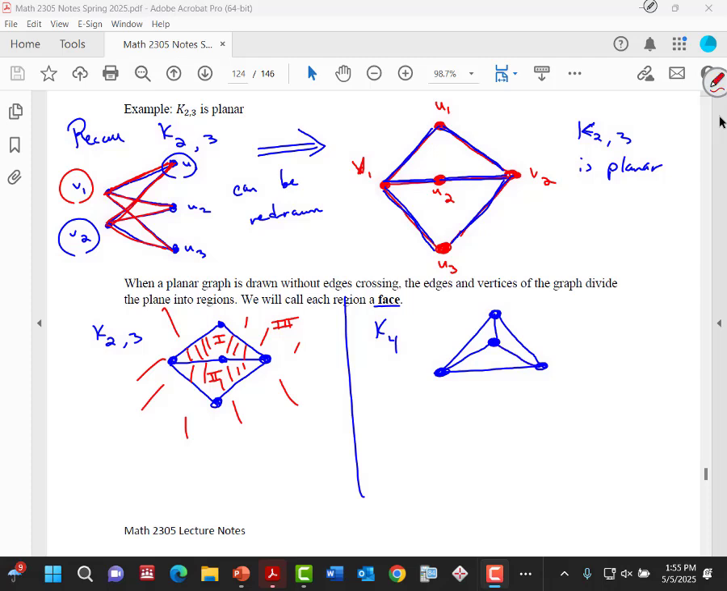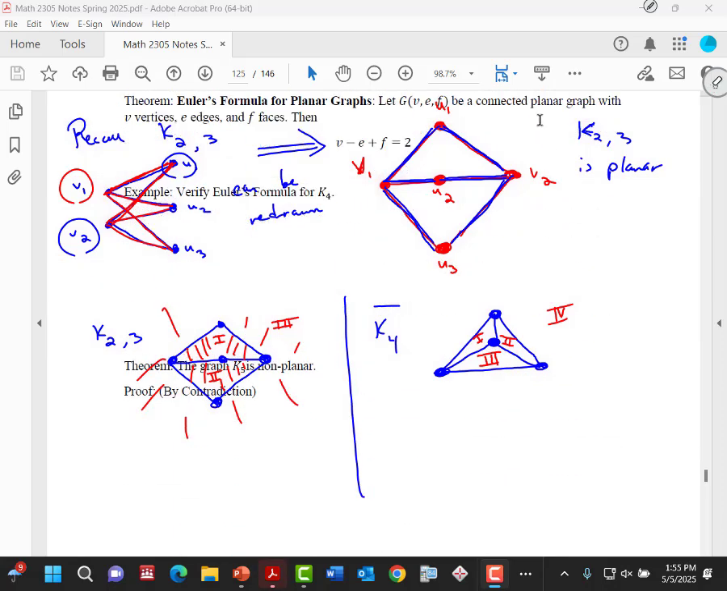Like so. What are the regions? I'll just label it 1, 2, 3, and then outside 4. So each region, I call it a face. Okay.